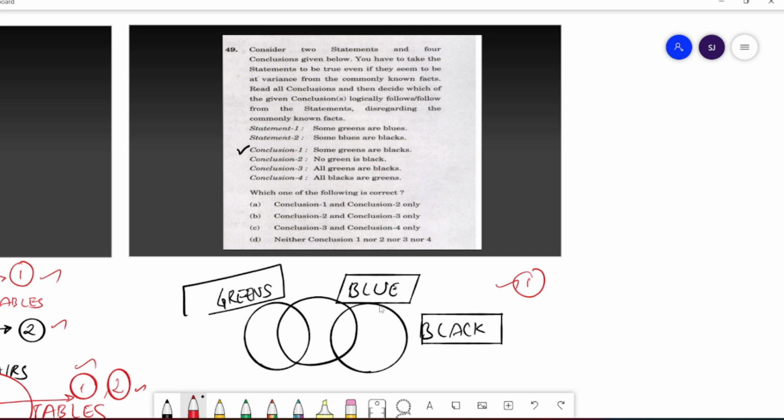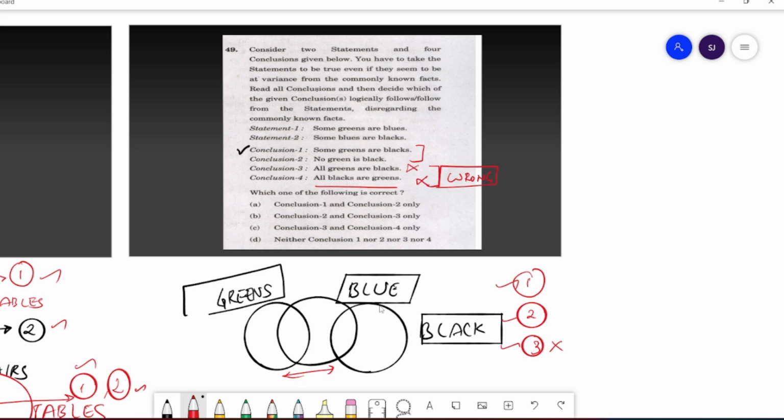No green is a black. Can I say that? In this diagram, conclusion two also holds. That is, no green is a black is also kind of true in this diagram. All greens are black, this I cannot say. So three is wrong here. Statements 1 and 2 I can make out from this diagram, but statement 3 is not true. All greens are black, it's not true. All blacks are green, that also is not true. So from this diagram I can conclusively say these two are wrong.